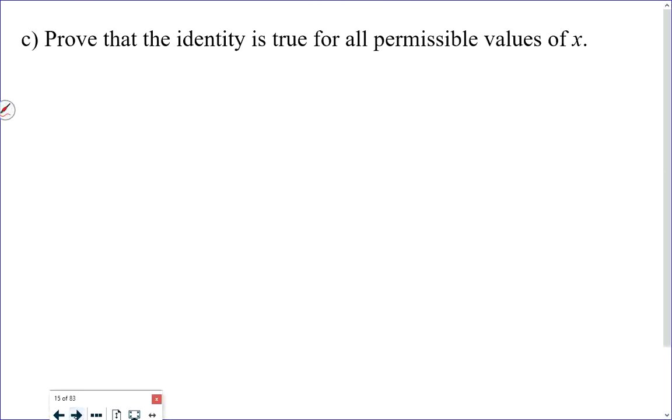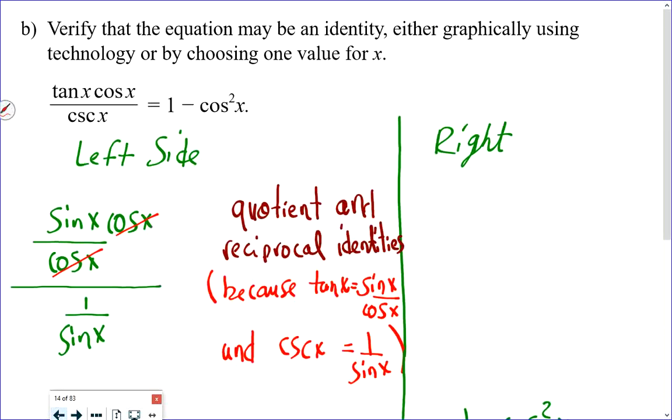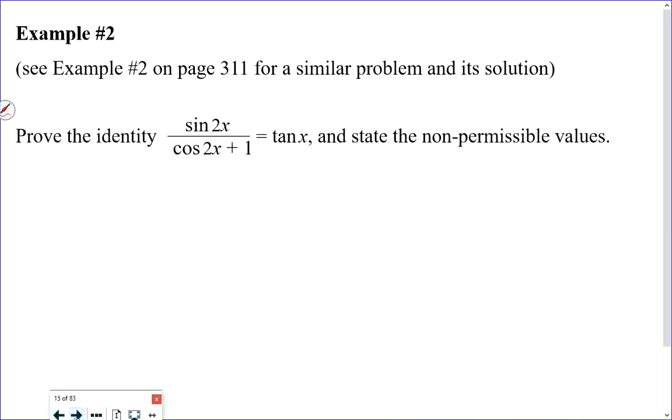All right, number 2. Oh, we've already done that. What was B? Oh, verify that it's true. I'm not going to do that. I should actually take that out of your notes. If you want to graph this on your graphing calculator for y1 and graph this for y2, you'll see they're equal, other than the non-permissible values. I don't think we need to do that.